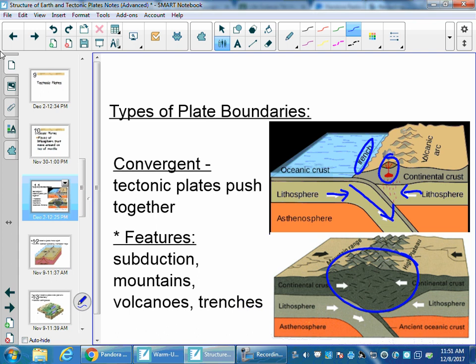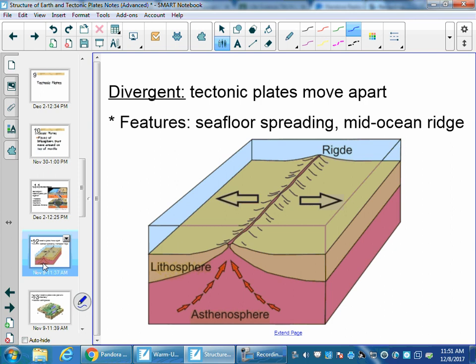That is convergent. The second type of plate boundary is divergent. Divergent is when tectonic plates move apart. When this happens, we commonly see what's called seafloor spreading, which is where our ocean is literally spreading apart, and mid-ocean ridges. This is where new oceanic crust gets formed, in the middle here, and we see those features when we have plates moving away from each other.